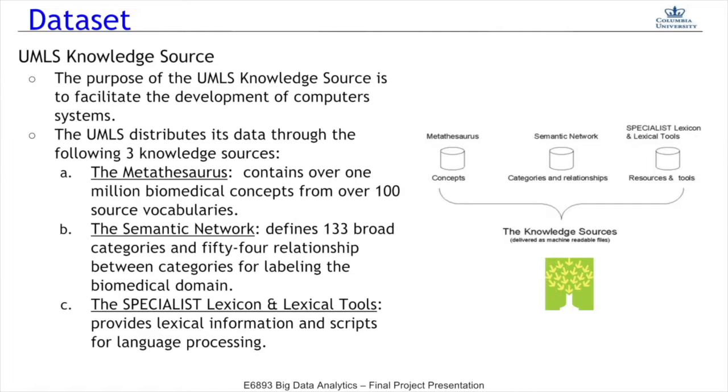The dataset itself is composed of three main parts. The first is the meta-thesaurus, which is what really contains the meat of the dataset. It's over 1 million biomedical concepts from more than 100 sources. And how these concepts relate is defined by the semantic network, which has over 130 different categories and more than 50 different relationships that each of these concepts are sorted into. And finally, it's composed of the specialist lexicon and the lexical tools, which is a number of common resources and tools for parsing and using this dataset.